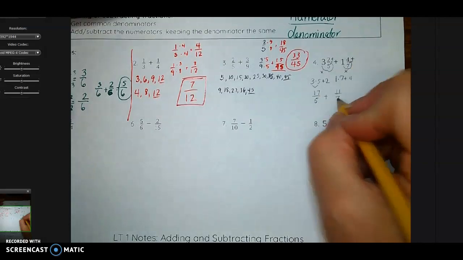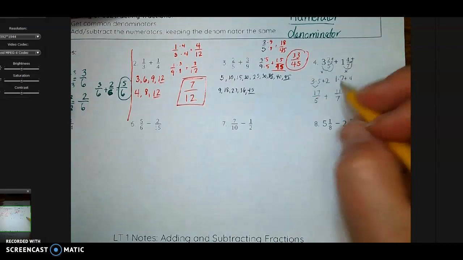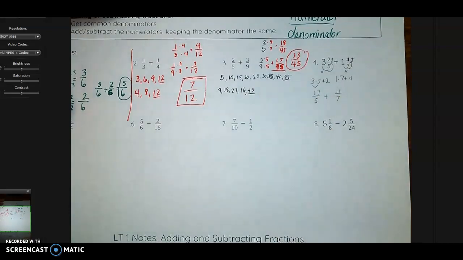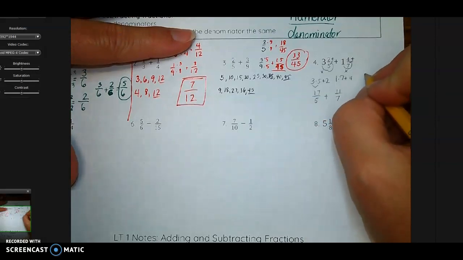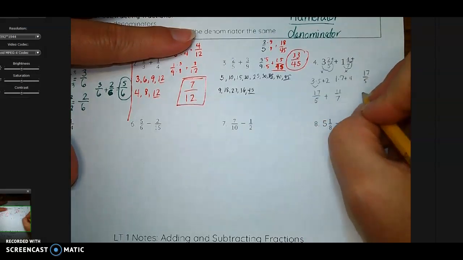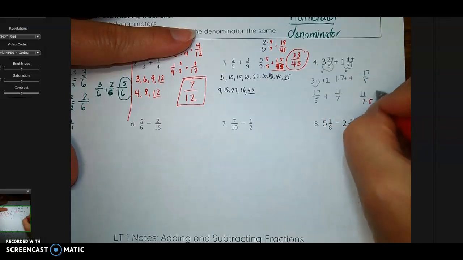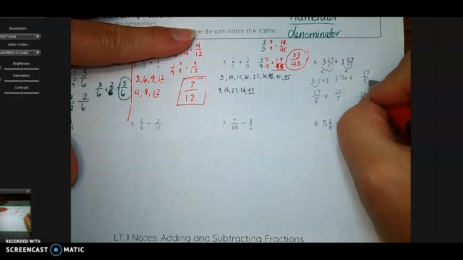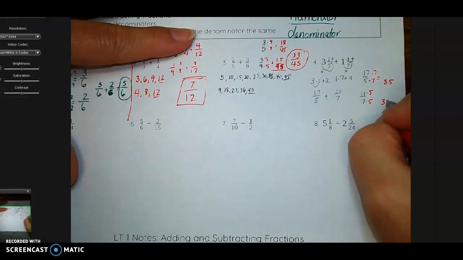Then I need my common denominator, and one easy way to do it besides writing out all those terms is just to multiply those two numbers times each other to find my new denominator. Now this might make you have to reduce the fraction later on, but that's okay. I feel like we can handle that. So we've got 17 over 5, and we've got 11 over 7. And I'm just going to do times 5, and up here I'm going to do times 7, which gives me a denominator of 35.